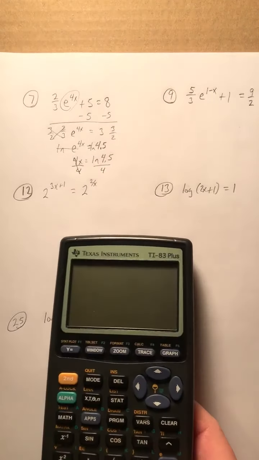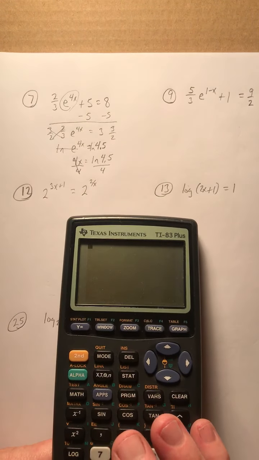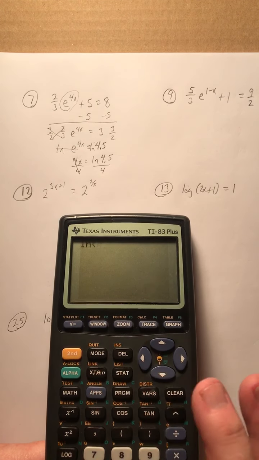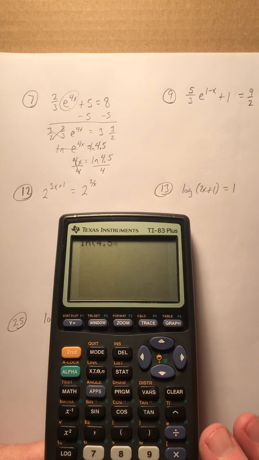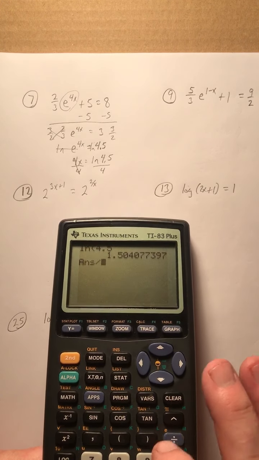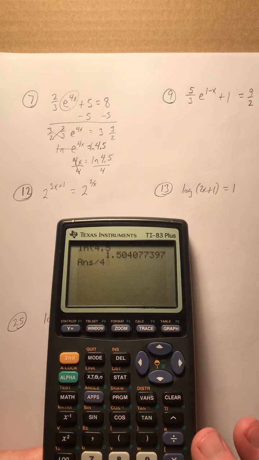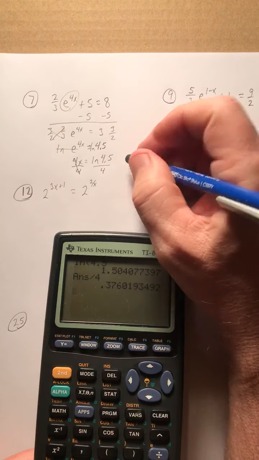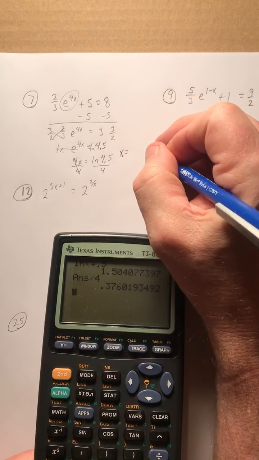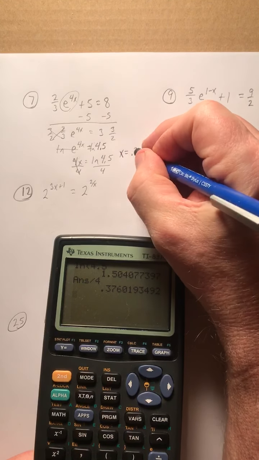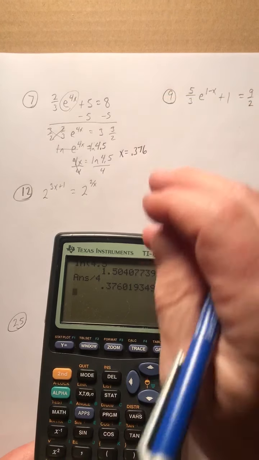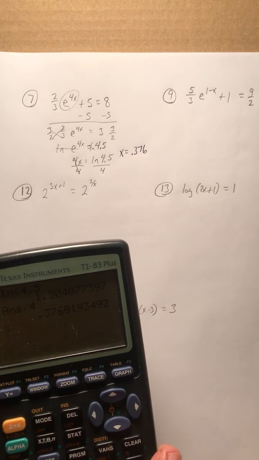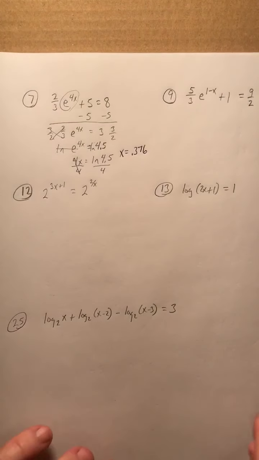So I'm just throwing this in the calculator. Let's see. I got the natural log of 4.5, and I can hit enter and then divide it by 4 and hit enter. And I get my answer that x equals 0.376. All right, so that was number 7.